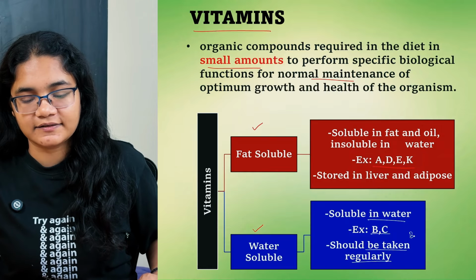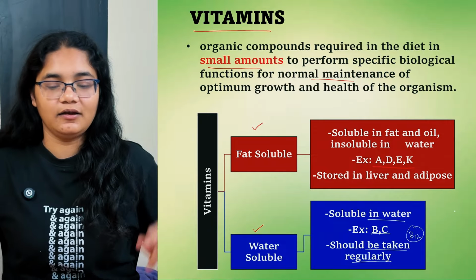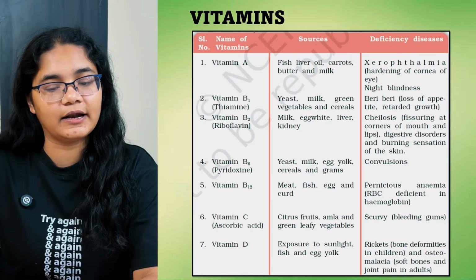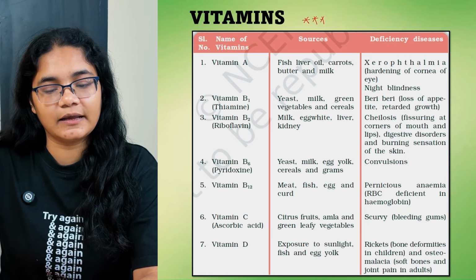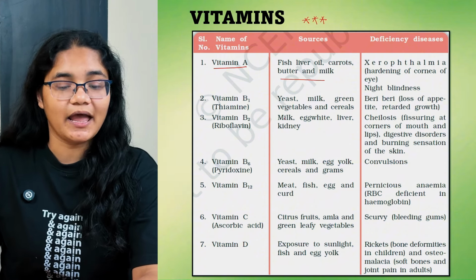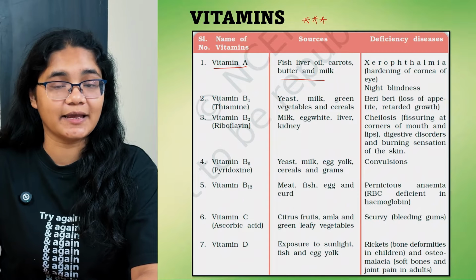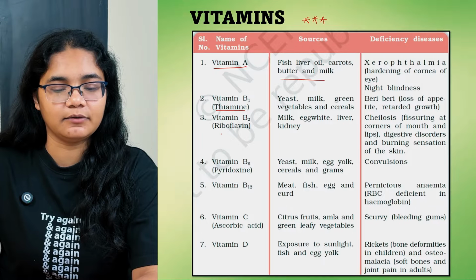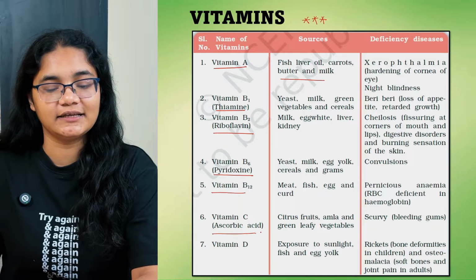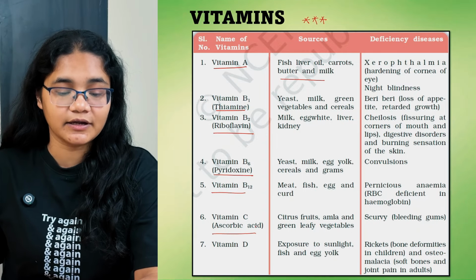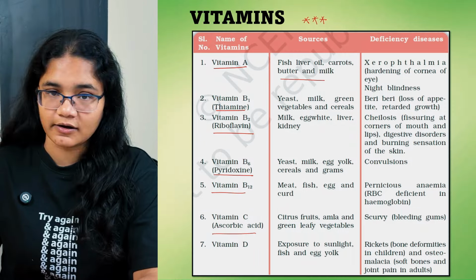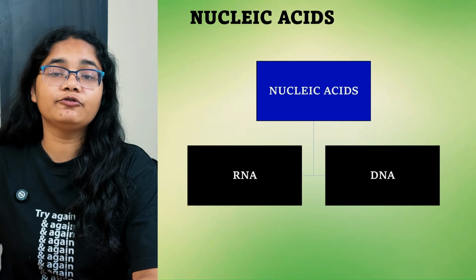Now, here there is an exception. Vitamin B12 is again a fat soluble vitamin. Now this table is very important and I just want all of you to remember this table. You should know the vitamins, their sources and their deficiency diseases. And for vitamin B especially, you should know its chemical name as well. For example, B1 is thiamine, B2 is riboflavin, B6 is pyridoxine, and vitamin C is ascorbic acid. Whichever chemical names are written, you should remember them with their deficiency disease and the sources of that vitamin.